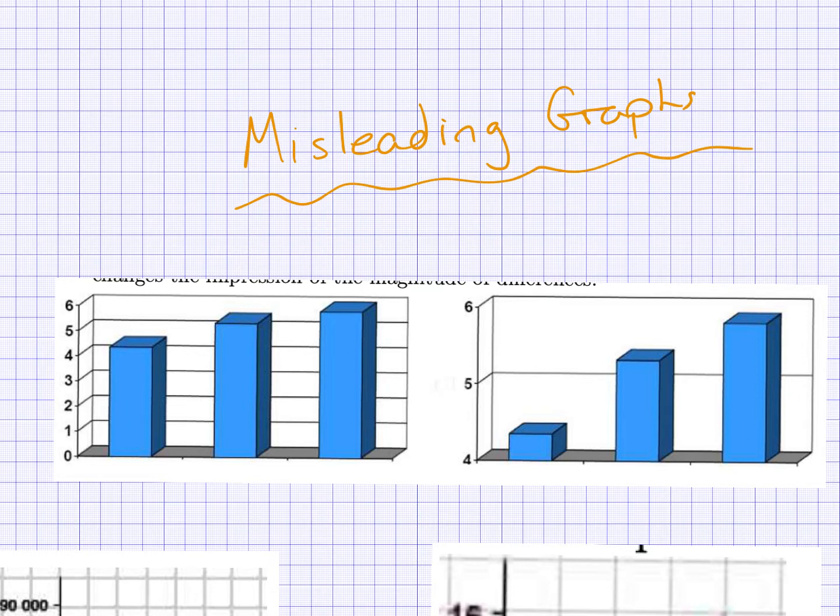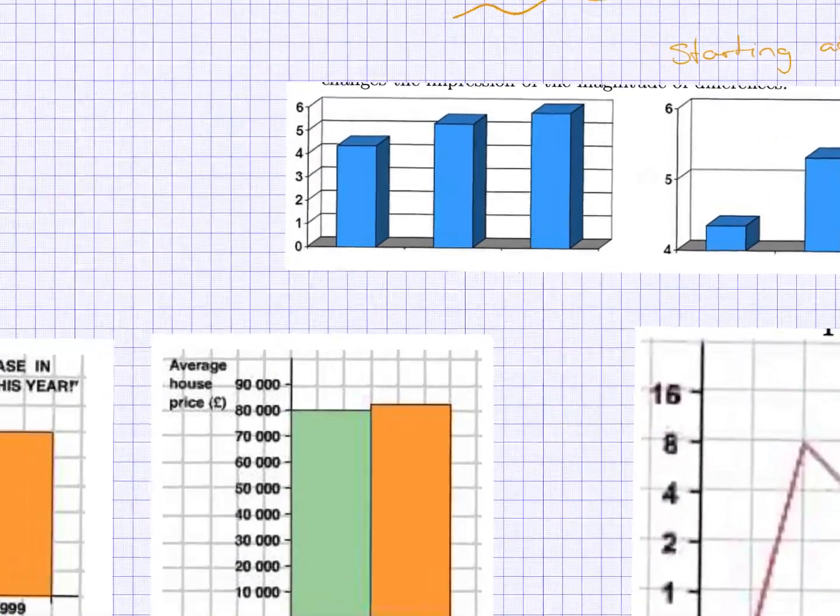Alright, so people looking at this one on the left hand side would look at it and go, oh wow, this is obviously the biggest, this is obviously the smallest. Whereas on the original graph, when it starts at 0, the difference is not that big. Alright, so there's lesson number 1. Starting at 0 is important, and you need to look at every graph and ask yourself, does it start at 0? And if it doesn't, why have they changed it?